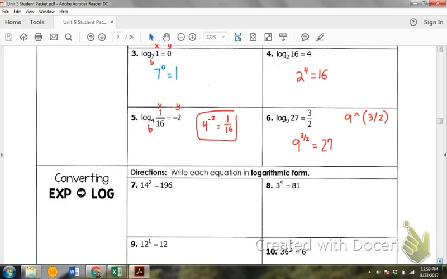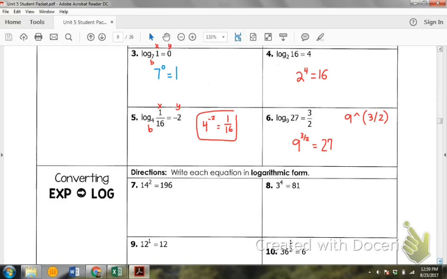I didn't know a fraction could actually be an official exponent. You can. Yep. Welcome to Algebra 2. 27. Okay, you're getting 27, right? 9 raised to the 3 over 2. If you put the 3 over 2 in parentheses, you get 27. Okay, so that's a way to check as well.